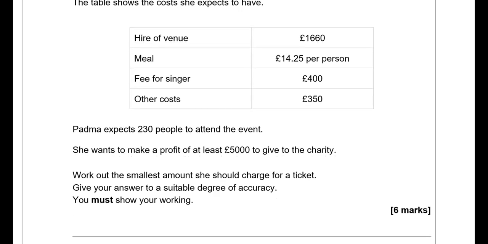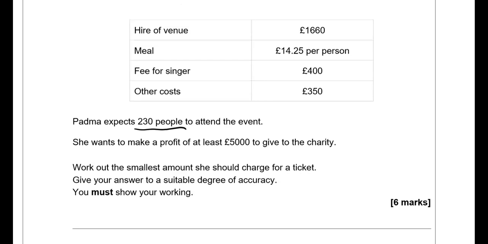Padma expects 230 people to attend the event. She wants to make a profit of at least £5,000 to give to the charity. Work out the smallest amount she should charge for a ticket. Give your answer to a suitable degree of accuracy. You must show your working.